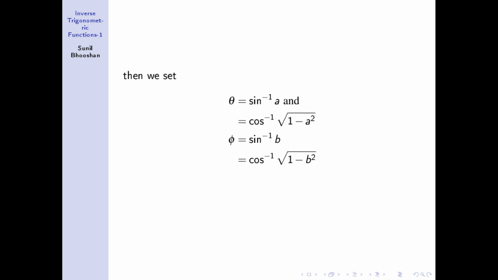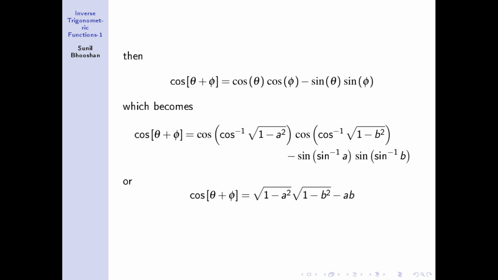So then we write theta equal to sin inverse A equal to cos inverse of the square root of 1 minus A squared. Phi is equal to sin inverse B, which is cos inverse of the square root of 1 minus B squared. Now using the trigonometric identity cos of theta plus phi equal to cos theta cos phi minus sin theta sin phi, cos of theta plus phi becomes equal to the expression shown.